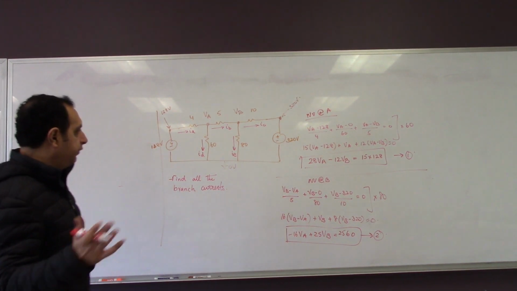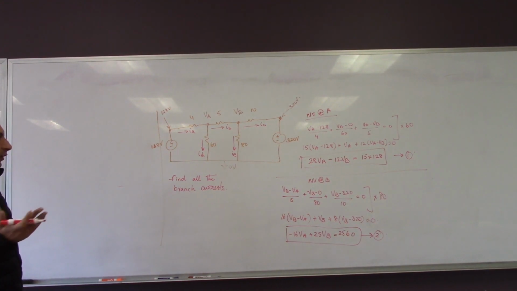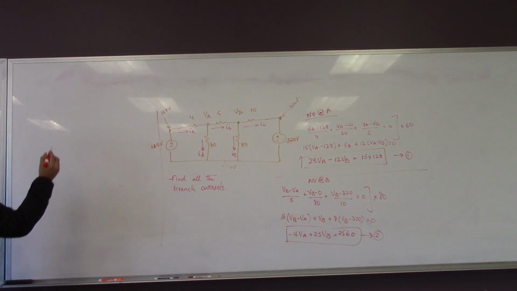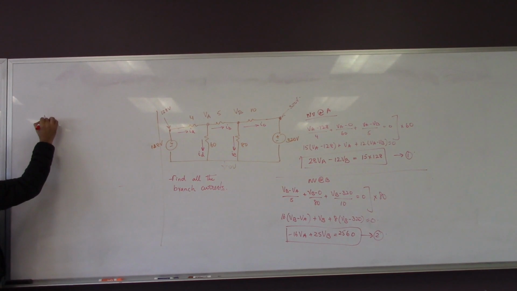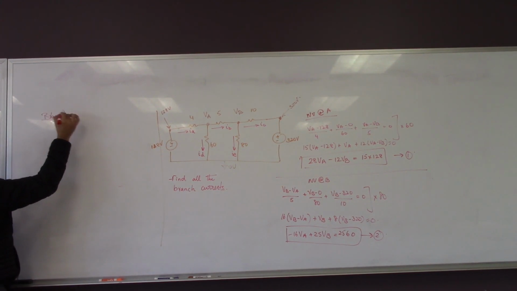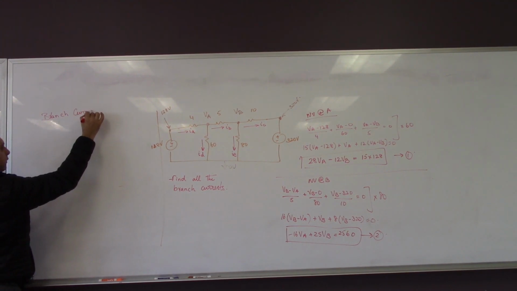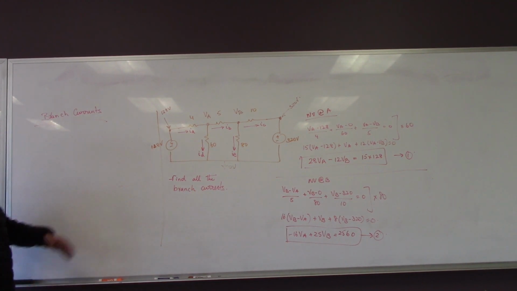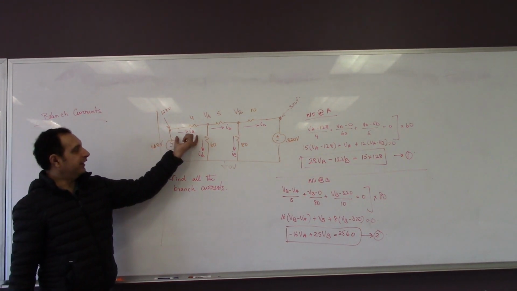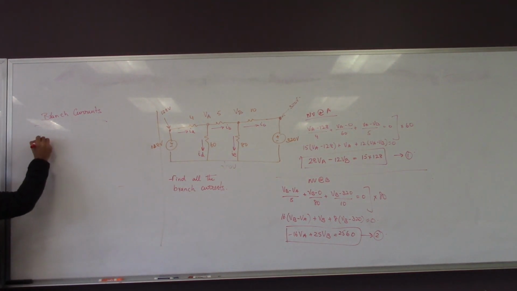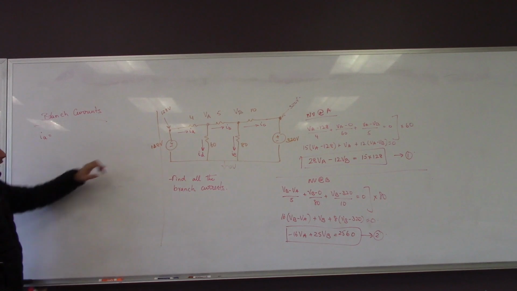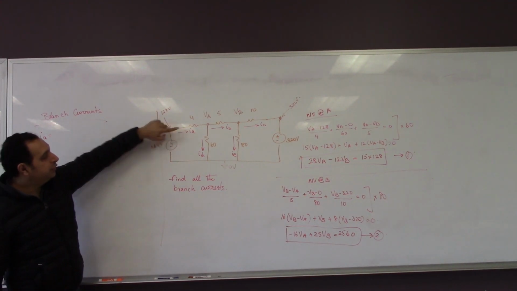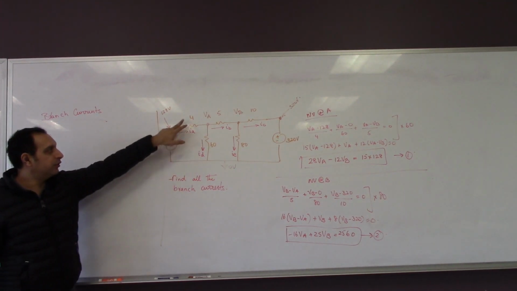Okay, so we can solve for VA and VB. What I'm trying to show you here is the branch currents. Let's look at one. If you're trying to find the branch current, let's say we are trying to find IA. IA flows from 128 volts to VA, through this 4 ohm resistor.